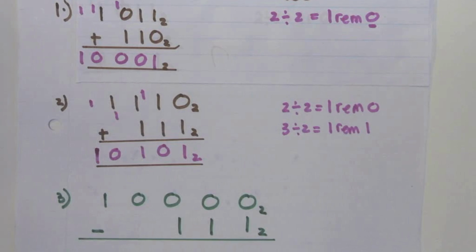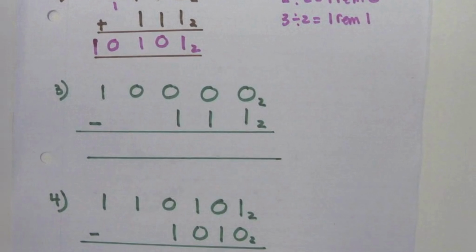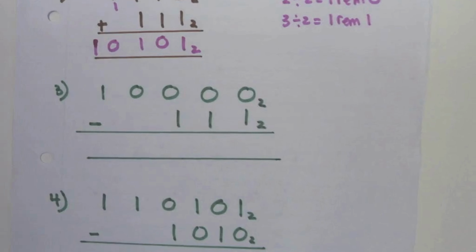Now let's move on to number 3. In this case, we need to subtract the two numbers. If I look at my numbers, I can see that I need to use the method of borrowing. My borrowing is going to start from here. If I borrow from here, I'm going to be left with a 0. But remember, because I'm in base 2, I've borrowed a 2, so I'm going to write 2 here. But I also need to borrow for this part here. If I borrow here, I'm going to be left with 1. And here, I'm going to have a 2.